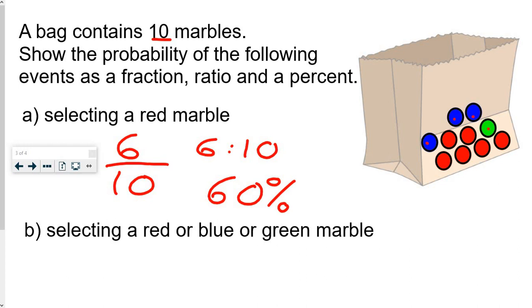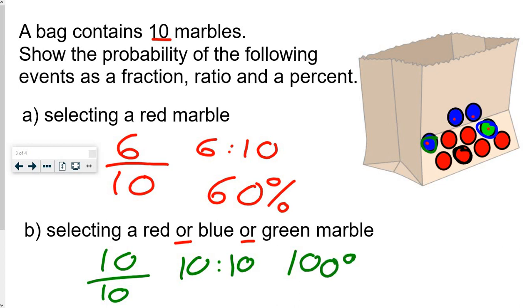Selecting a red or blue or green marble, the chances are 10 out of 10. If we select a blue marble, that's in there. If we select a green marble, that's in there. If we select a red marble, that's in there as well. There's no other color that we can choose that's in that bag. So it's 10 out of 10, which is also a 100% chance.